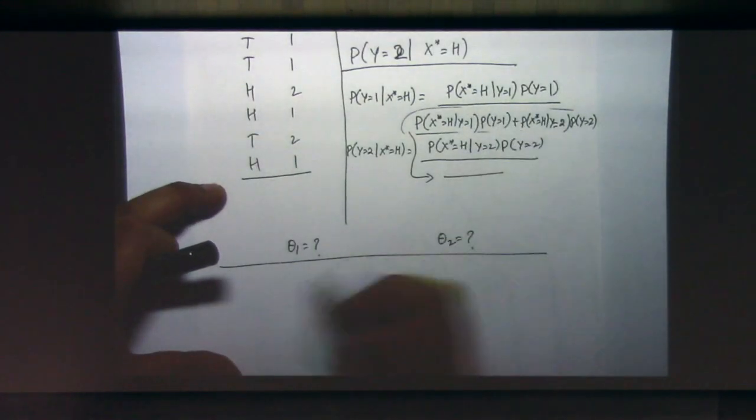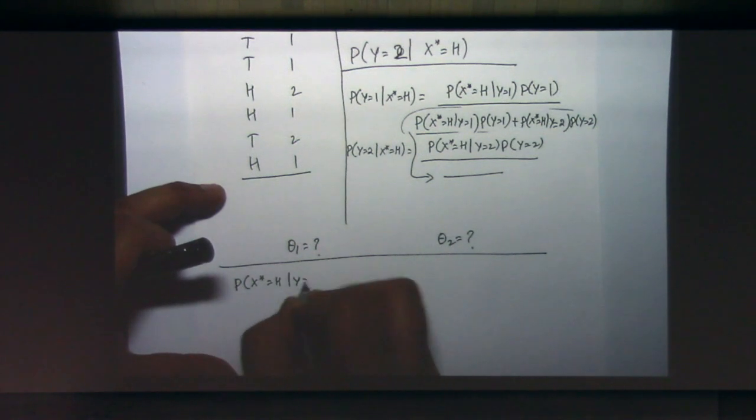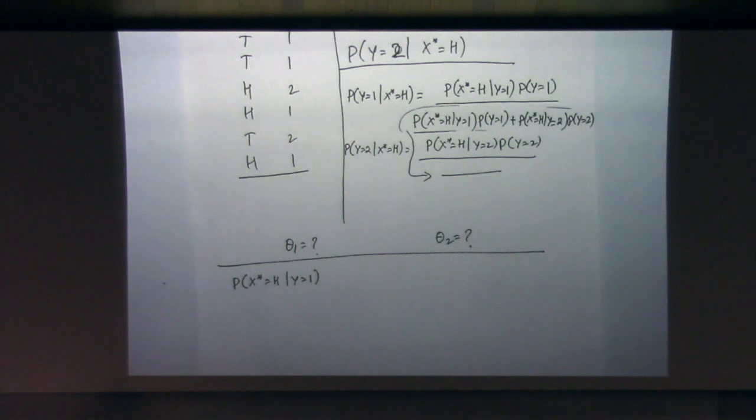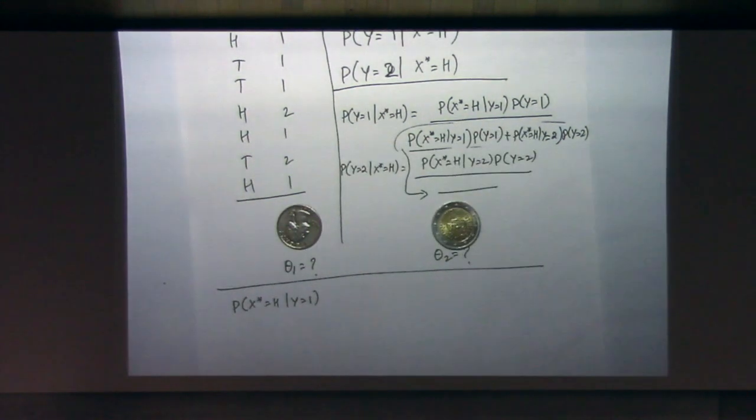So first we want to find, okay, what is the probability of x star to be heads given y is 1, right? Which is, what is the probability of observing a heads given that the coin is the first coin, given the coin is the quarter, not the euro? This we have done. In the last class, this is exactly what we tried to estimate, right? For the first coin, what is the probability of observing this?